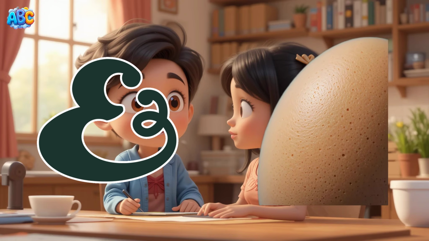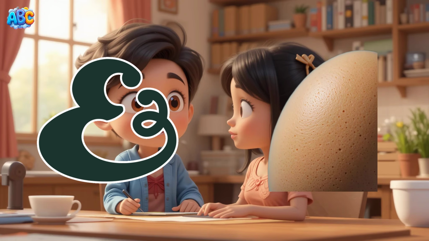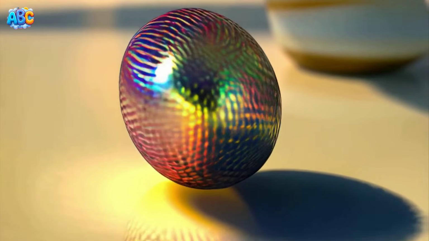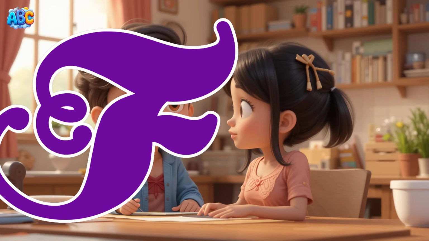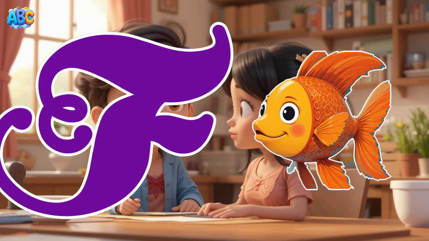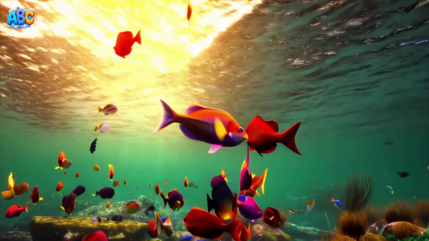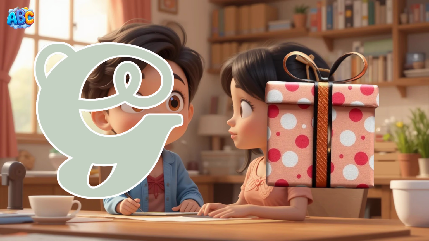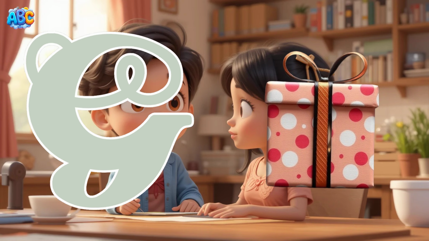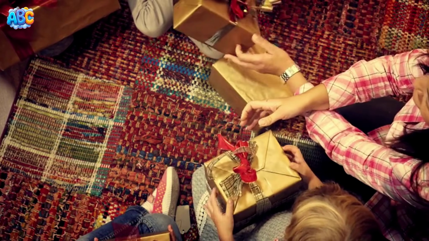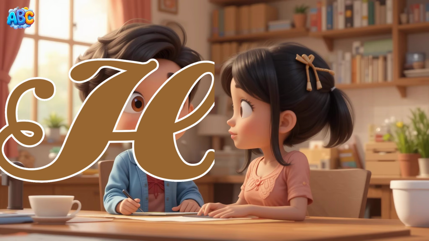E is for egg. E, egg. F is for fish. F, fish. G is for gift. G, gift. H is for hat.